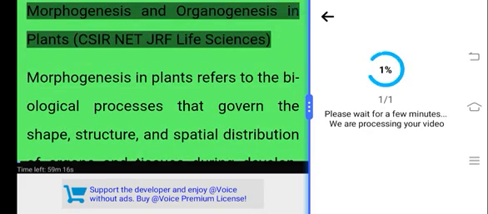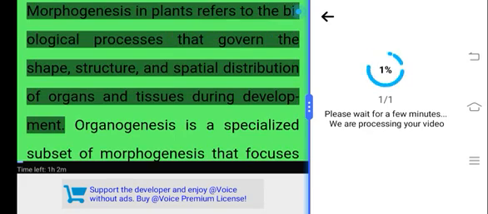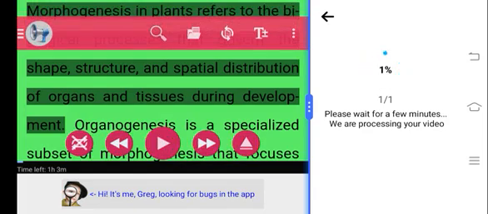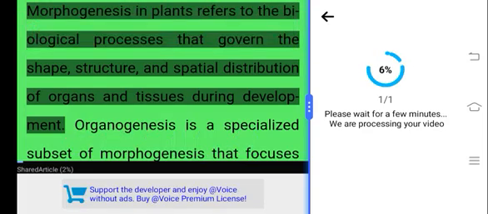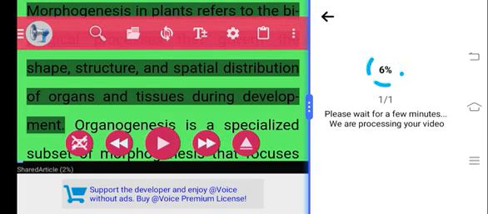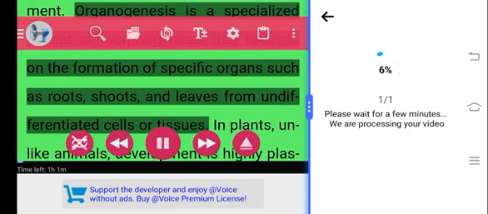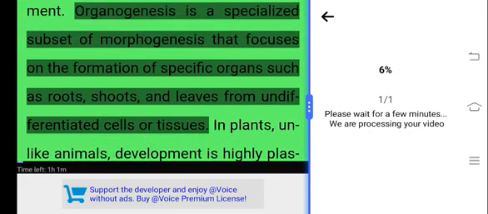Morphogenesis and organogenesis in plants, CSIR NET JRF Life Sciences. Morphogenesis in plants refers to the biological processes that govern the shape, structure, and spatial distribution of organs and tissues during development. Organogenesis is a specialized subset of morphogenesis that focuses on the formation of specific organs such as roots, shoots, and leaves from undifferentiated cells or tissues.